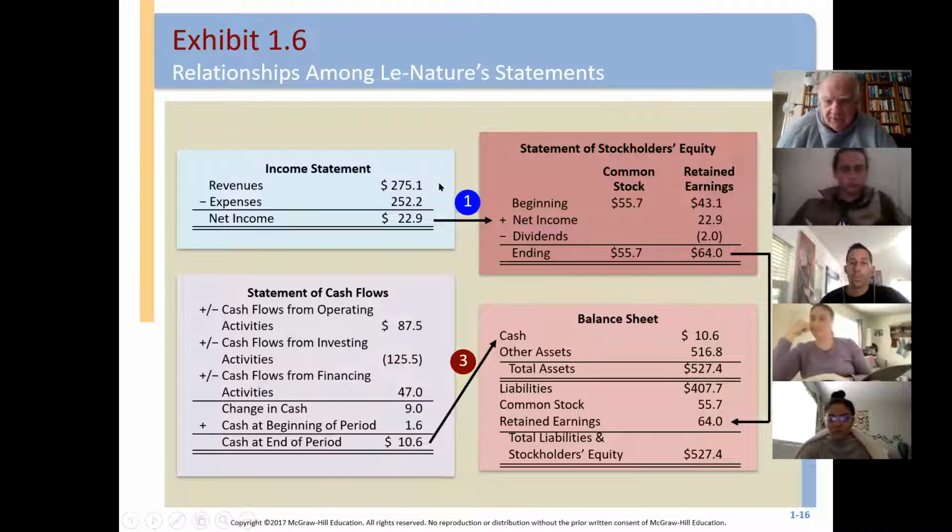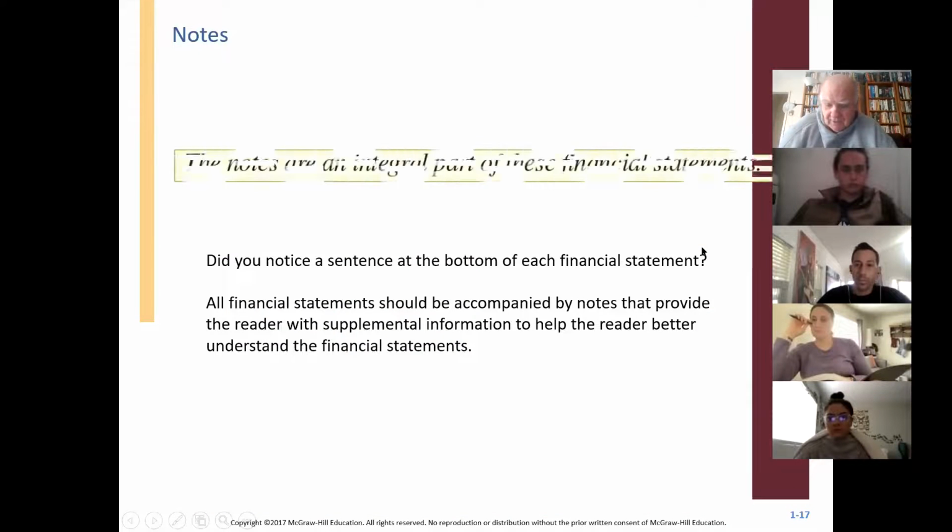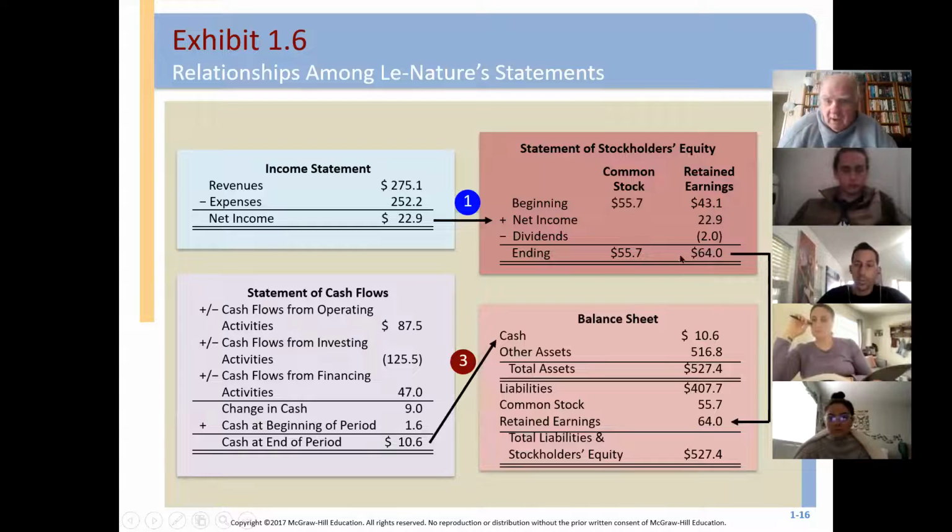Why do we do the income statement first? Because we must know what the income is in order to update the beginning equity. So we had retained earnings at the beginning of 43.1. We bring over that income and we subtract the dividends, and now we have a new balance in the equity account. It went from 55 to 55.7. They didn't issue any more stock, but the retained earnings jumped by 20.9.